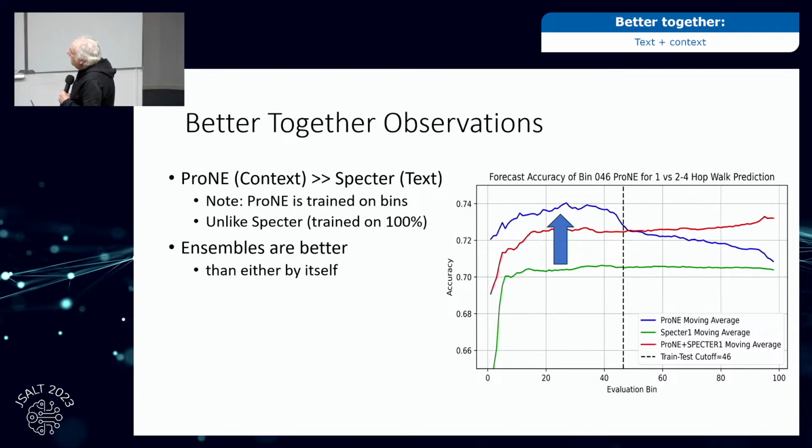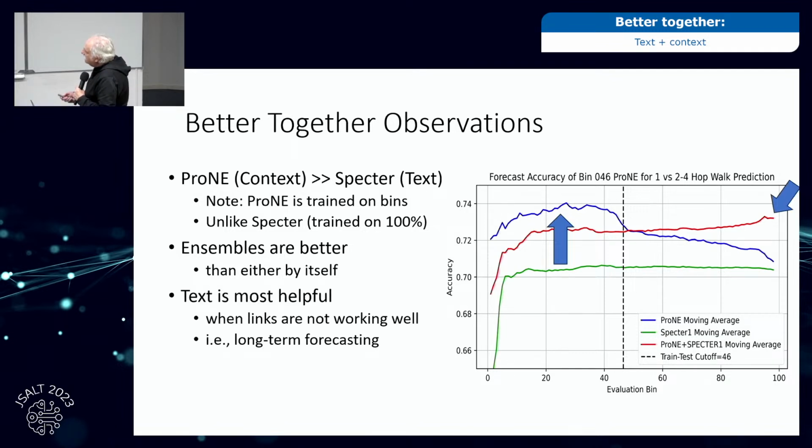Now, the ensembles are generally better than either model by itself. And that's where the red line sort of outperforms all the others, especially at the right. And what that's saying is that the text is most helpful when the links aren't working so well. And that would be trying to do really long-term forecasting. That's where the ensembling really helps.